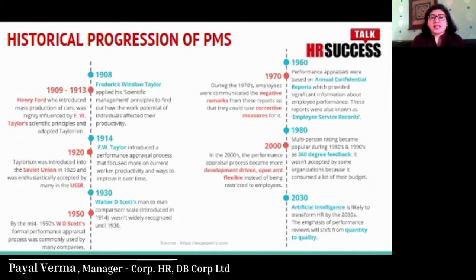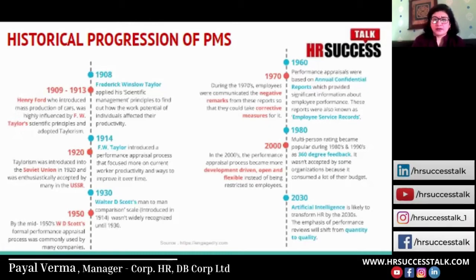This is how PMS has progressed historically over the century. The journey started in 1908 when Taylor applied his scientific management principles in the industry to improve work efficiency. These principles were then adopted by Henry Ford between 1908 and 1913 in his car production industry. In 1914, the appraisal process was introduced by Taylor. In 1920, Taylor's scientific principles were adopted by the USSR.